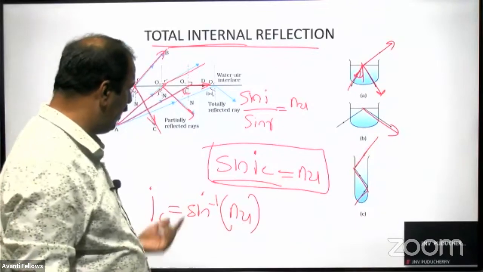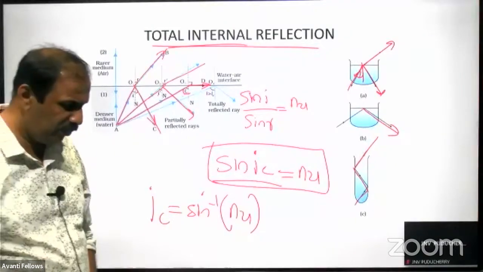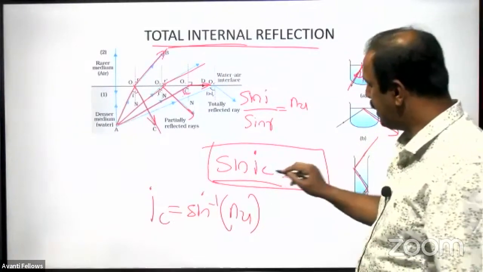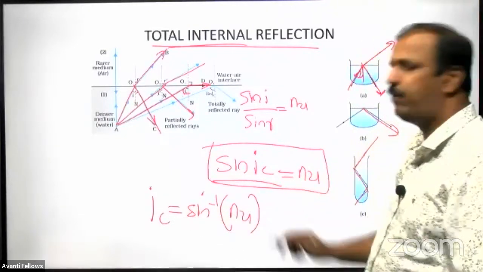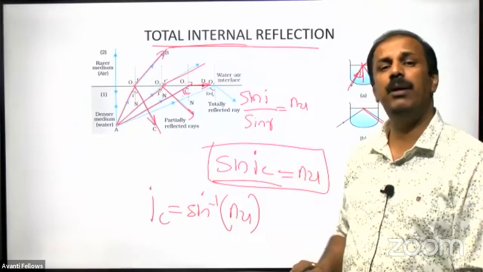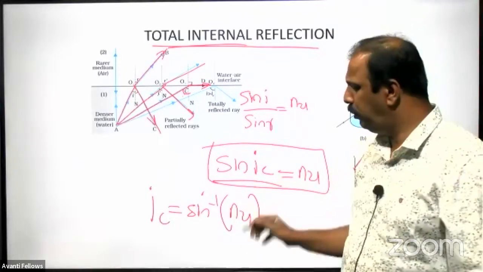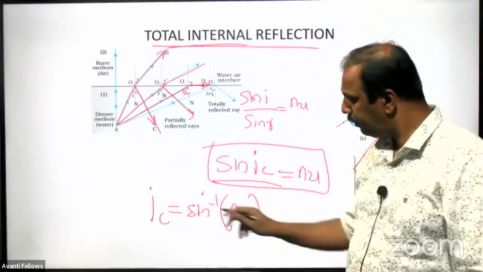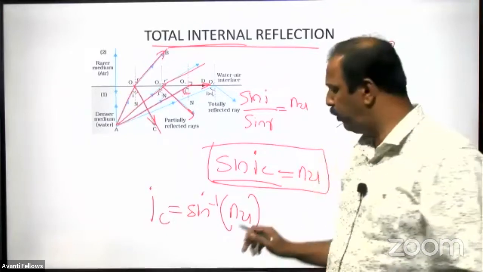So the critical angle is given by sin i_c is equal to n21, or i_c is equal to sin inverse of n21. But when you are doing a numerical problem, it makes a problem. If a question comes like the refractive index of diamond is 2.4, what is the critical angle of the diamond? If you directly apply i_c is equal to sin inverse of 2.4, that won't work, because sin inverse of 2.4 is not possible, since the sin value can go up to 1 only.